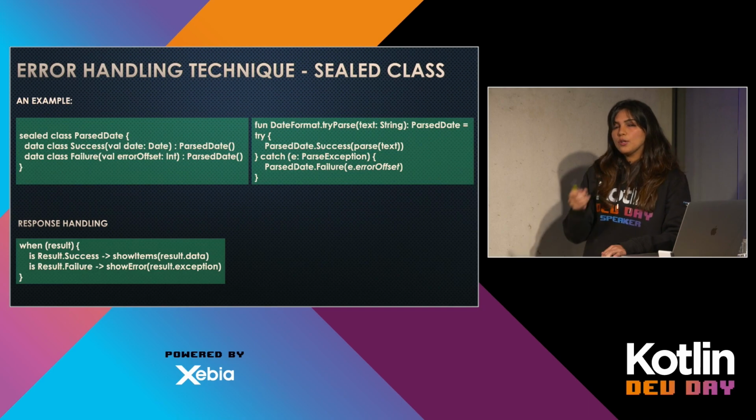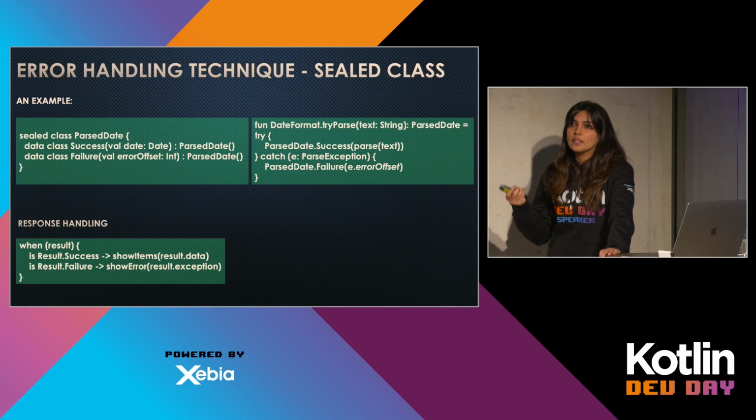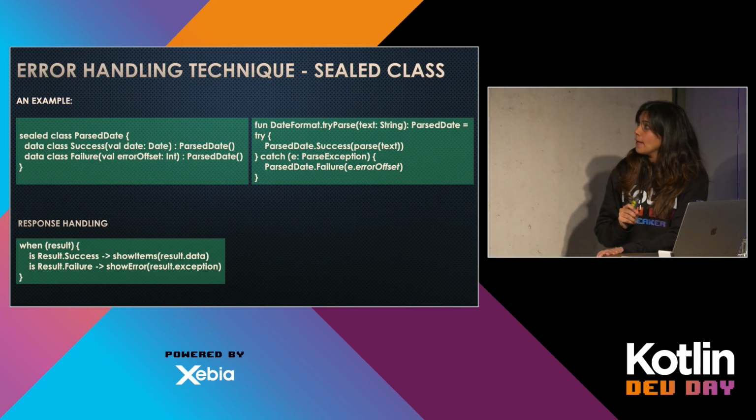And generally, when we are using a when expression, we need to specify an else part. And the advantage of again using a sealed class with when is, because we have already handled all the possible scenarios, we don't need to provide the else part when using a when expression for a sealed class.